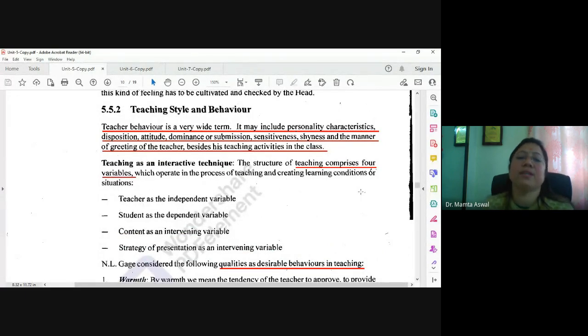Now there are different teaching styles and behaviors. Every teacher is different from the other teacher. Every teacher has a different style, a different attitude, his sensitiveness. Every teacher is different from other. In the same way, teaching styles will differ. Their behavior will also differ from each other.